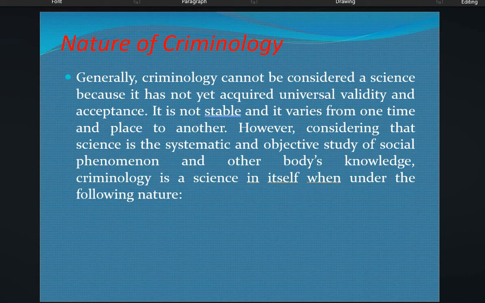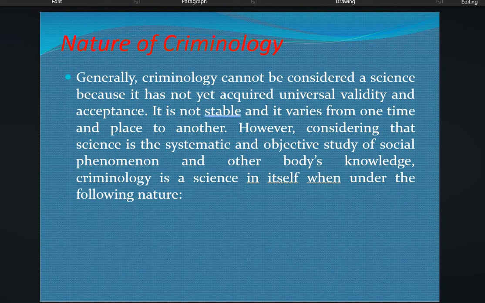So, nature of criminology. So, generally, criminology cannot be considered as a science alone. Hindi siya pure science. It has not yet acquired universal validity and acceptance. It is not stable and it varies from one time and place to another. So, ibig sabihin, hindi siya fixed, hindi siya pure science, at hindi rin siya consistent. It changes. Nagbabago siya from time to time. It changes from one place to another. However, considering that the science is a systematic and objective study of social phenomena and other bodies of knowledge, criminology is a science in itself and under the following nature.